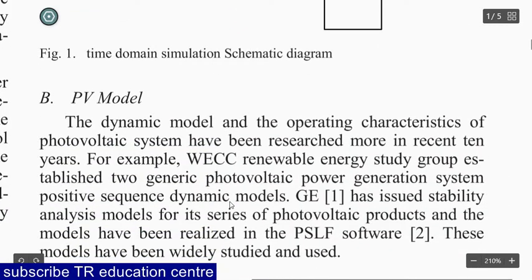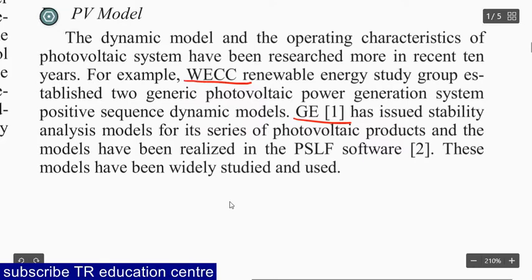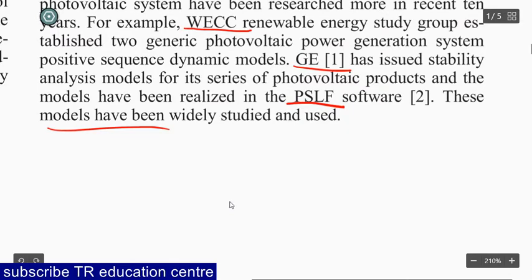PV model. The dynamic model and the operating characteristics of the photovoltaic system have been researched more in recent years. For example, the WECC Renewable Energy Modeling Task Force established two generic photovoltaic power generation system positive sequence dynamic models. GE has issued a stability analysis model of its series of photovoltaic products, and the model has been released in PSLF software. This model has been widely studied and used.